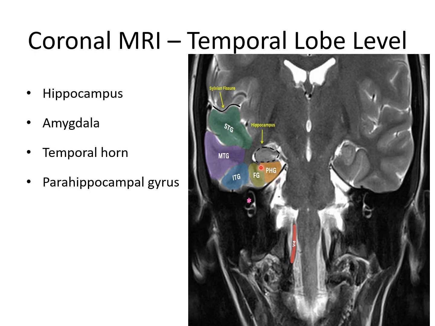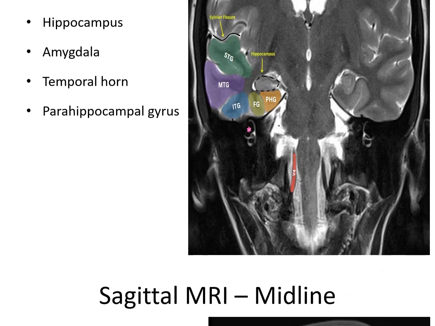This is the fusiform gyrus, and these are the temporal lobe gyri: superior temporal, middle temporal, and inferior temporal gyrus, and this is the Sylvian fissure. The area below the Sylvian fissure is the temporal lobe, and above is the frontal and parietal lobes. So this level is very important for seizure, for mesial temporal sclerosis.